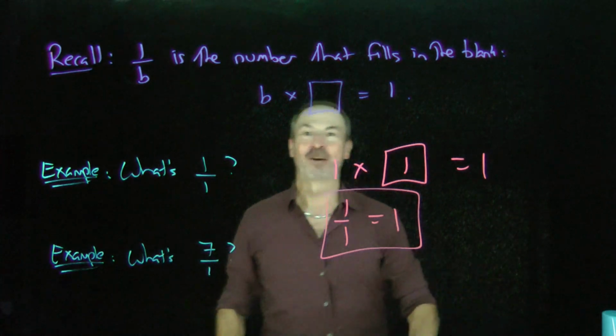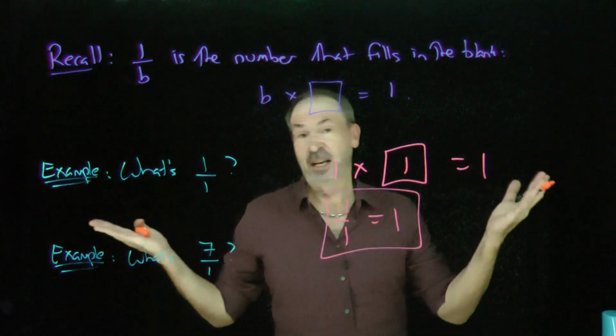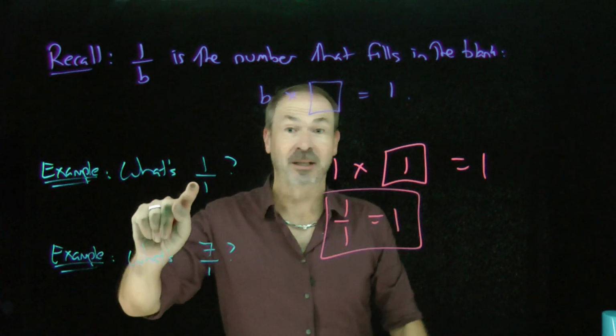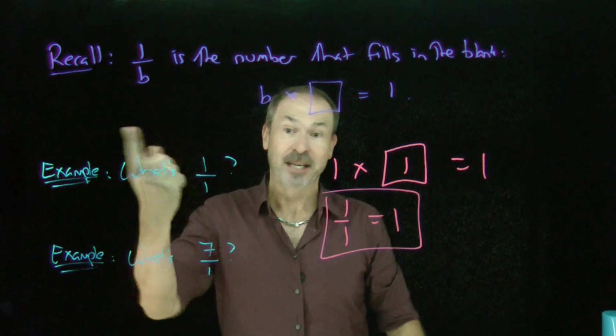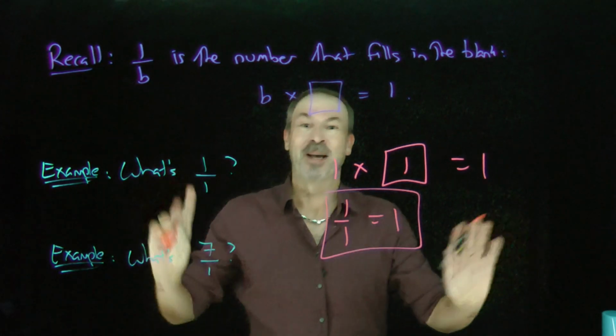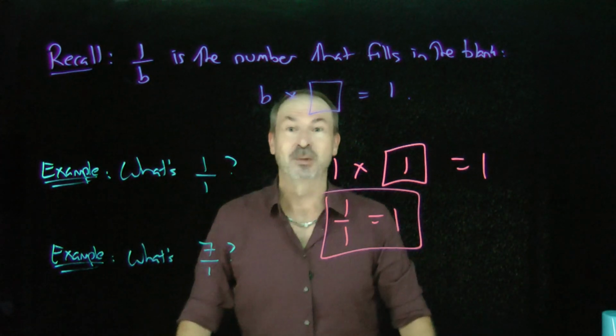Whoa, 1/1 equals 1. And in fact, if you think of division, like we said that fractions are answers to division problems, 1 divided by 1 is 1. Lots of ways to think about this. But there it is, 1/1 is 1.